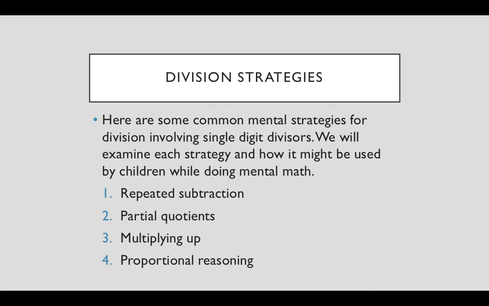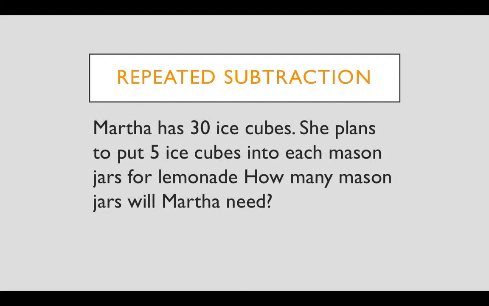We're going to start with repeated subtraction, and I want us to remember that when children are first starting to think about what division is, one of the ways that we think about it is as repeated subtraction. That is measurement division. So this first strategy we're going to look at in the context of story problems, much as we did for repeated addition for multiplication.